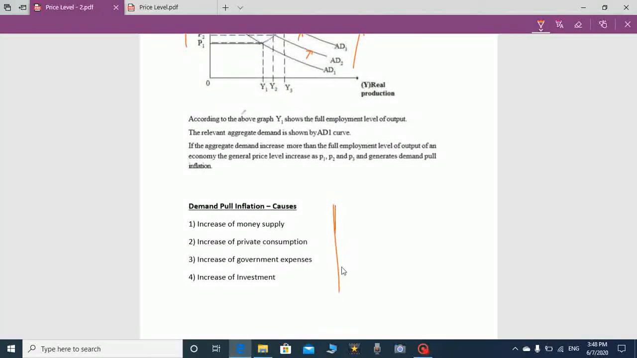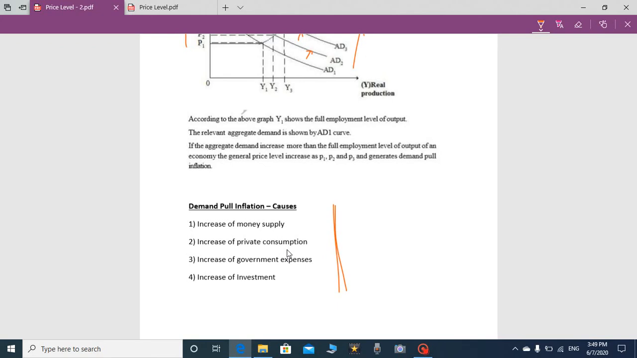Finally, we can line up these 4 points. How demand pull inflation occurred, or what are the main causes of demand pull inflation. First one is what? Increase of money supply. In this situation we discussed by using what? Equation of exchange. Then the private consumption of the people increase. Then government expenses, government expenditure increase lead to demand pull inflation.